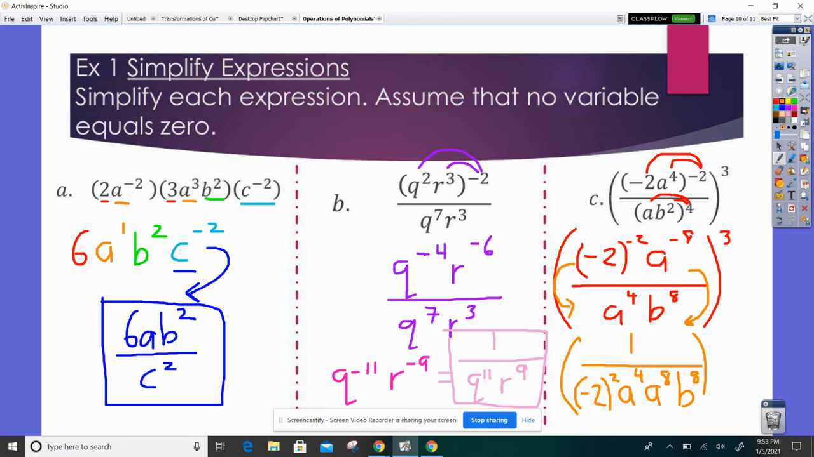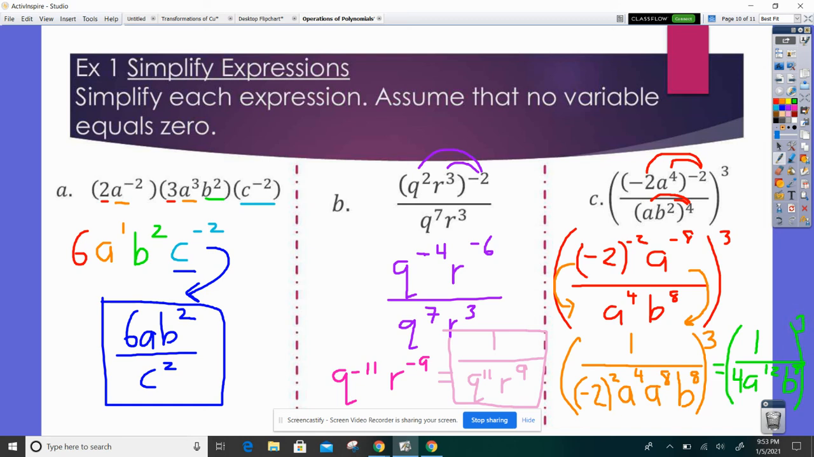Again, all of this is still to the 3rd power, and then I'm going to simplify, and then I can worry about that 3rd power. Okay, so negative 2 squared is going to give me positive 4. So I have a 4 down here. A to the 4th times a to the 8th. When I multiply, I add my exponents. So it gives me a to the 12th. I don't do anything with that b to the 8th, so it stays b to the 8th. And all I have left on top is still that 1.